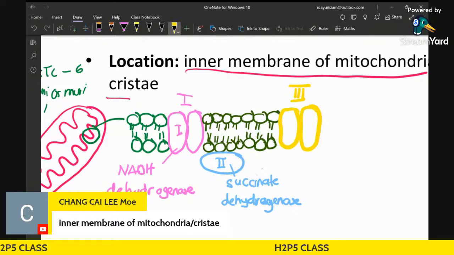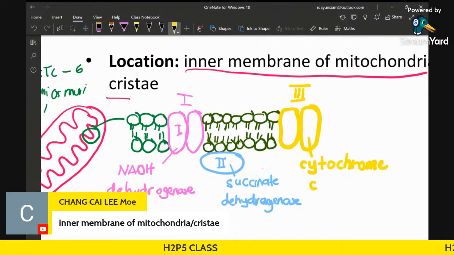So complex 3, what is it, class? If you refer to the given diagram, it is labeled as cytochrome C reductase. Complex 3 is cytochrome C reductase. The spelling must be correct, class: cytochrome C reductase.